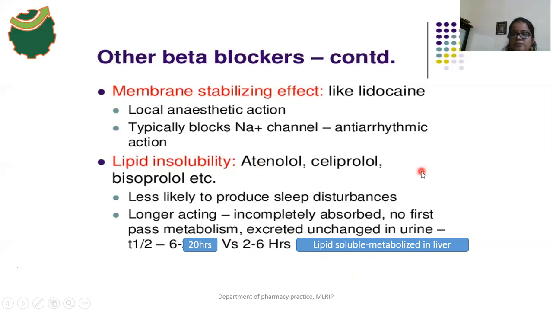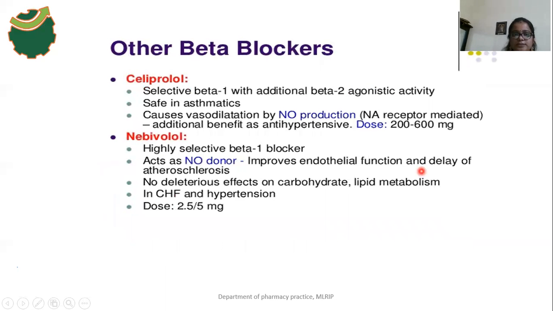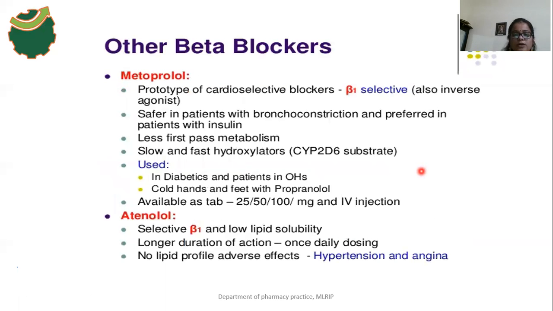Okay, the next drug is metoprolol. This is a prototype cardioselective blocker. It is a beta 1 selective blocker, and the drug is safer in patients with bronchoconstriction, and it is preferred in patients who are taking insulin also. Because it is a beta 1 selective drug, it does not block the beta 2 receptors, so it can be used in asthma patients and in diabetic patients who are taking insulin.